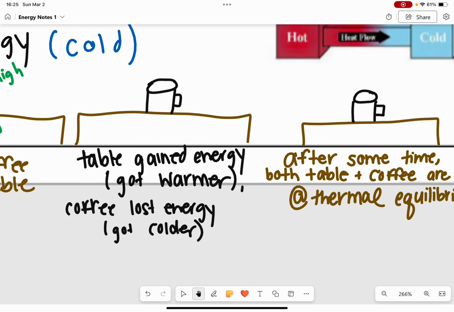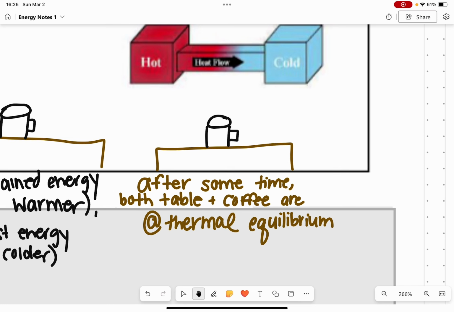So eventually, over time, you know that if you let hot coffee sit long enough, it'll be the same temperature as the table. And we call that thermal equilibrium. So when we show it, instead of an arrow going one direction, because heat's going from high to low, if they have the same amount of thermal energy, the arrow goes both directions because it flows back and forth, because the thermal energy is equal, which is what equilibrium sounds like, equal.